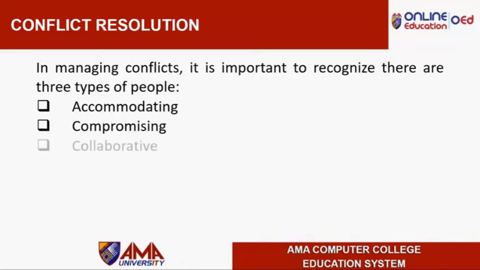And the last one, we have collaborative. They have a high level of assertiveness and cooperation by the team, and they don't have any finger pointing. The team proposes solutions and they have means of evaluation. They also combine solutions to reach an ideal solution.